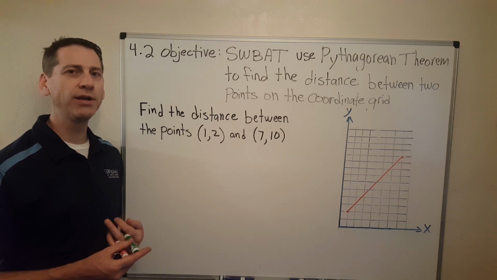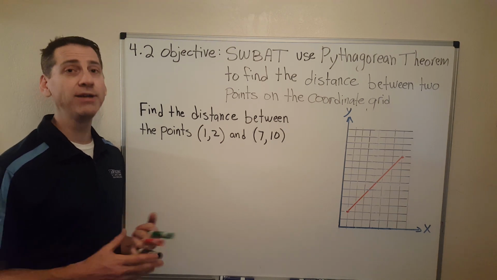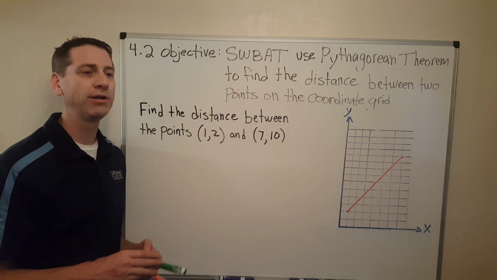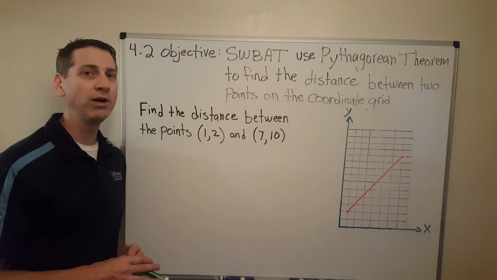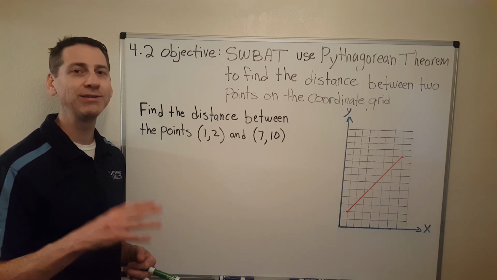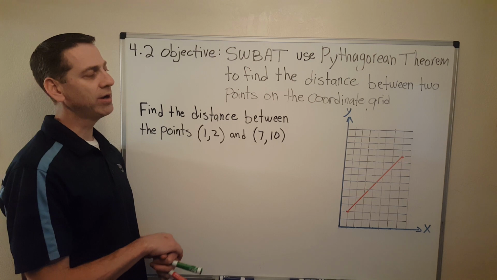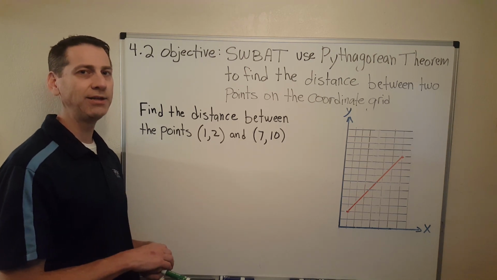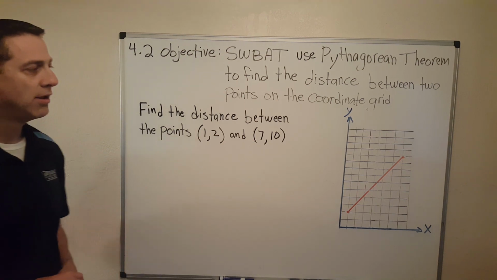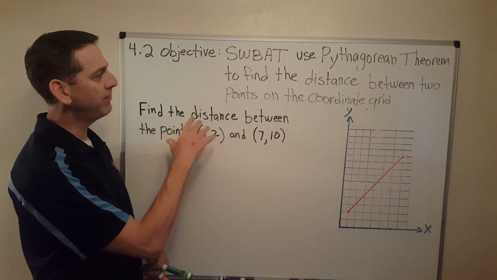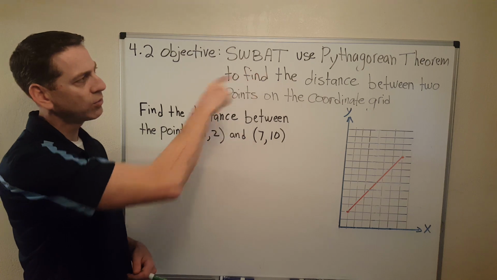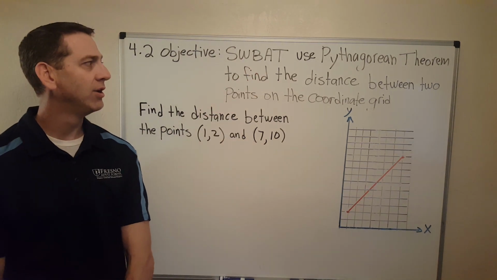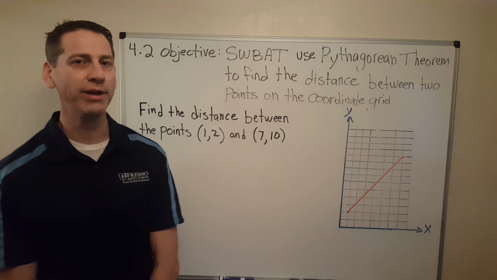Today we're going to take a look at an application for the Pythagorean Theorem. In a previous video, we learned what the Pythagorean Theorem was and how to find the missing side of a right triangle. Now we're going to take a look at an application that you're most likely going to see on your GED test or many other tests as well. Our objective is to use the Pythagorean Theorem to find the distance between 2 points on the coordinate grid.